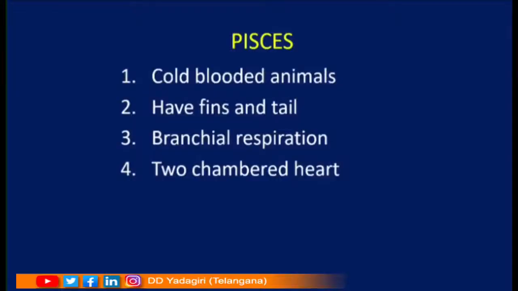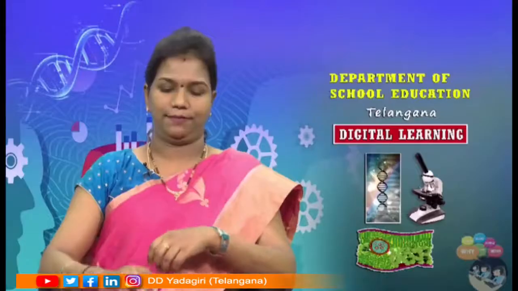So, let us begin with the first phylum, that is Pisces. Those are cold-blooded animals, have fins and tails, branchial respiration, and have a two-chambered heart.